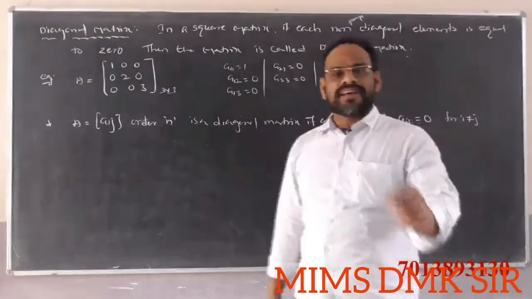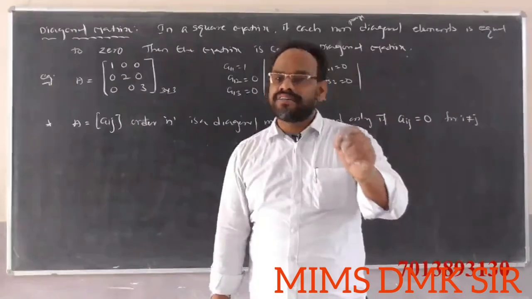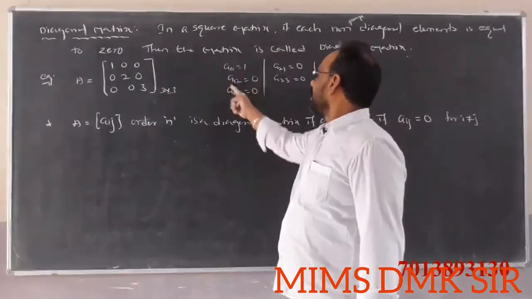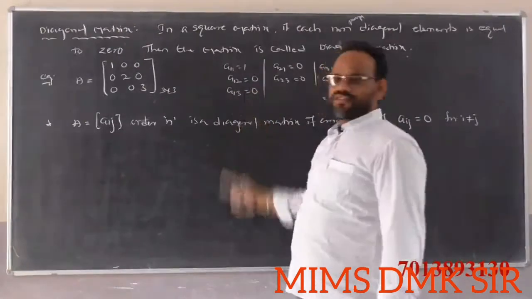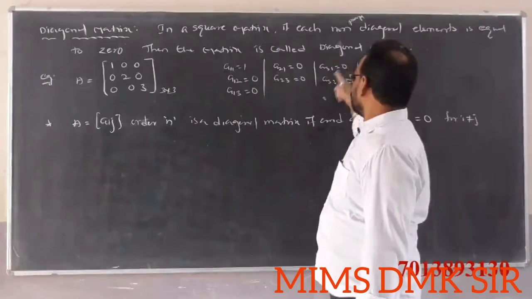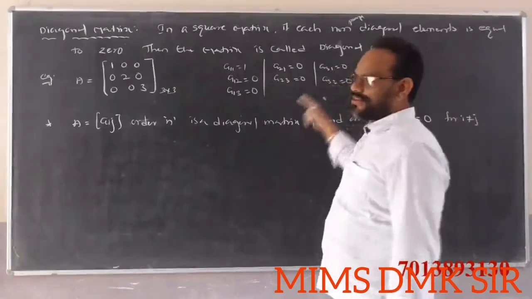A_ij value is how much? 0, for i not equal to j. For i not equal to j, a_ij value is 0.